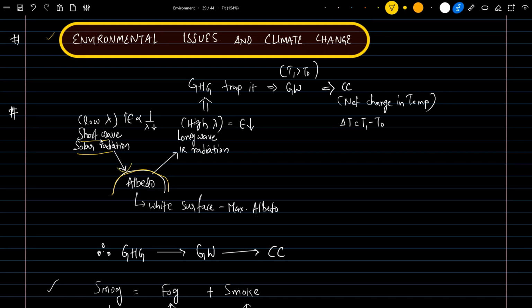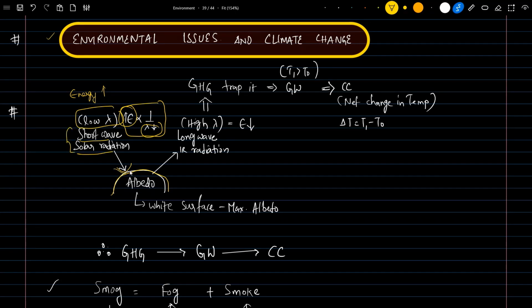So why is it called a short wave? Because it has high energy. Because it is a solar radiation which is coming directly from the sun. So energy is high. We also know that energy is inversely proportional to wavelength. So here, as energy is high, lambda, which is wavelength, will be low. Low wavelength means short wave. So it is called a short wave solar radiation.